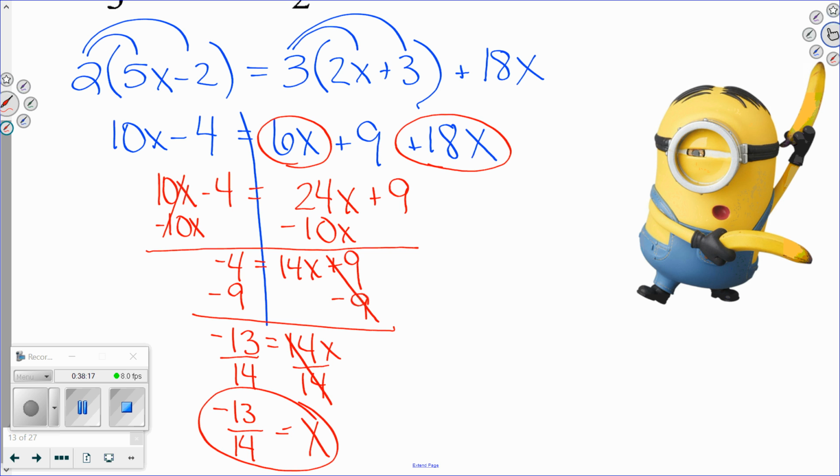So when I'm clearing out fractions, will you ever multiply by that parenthesis? Clearing fractions, do you multiply in the parenthesis? No, you do not.